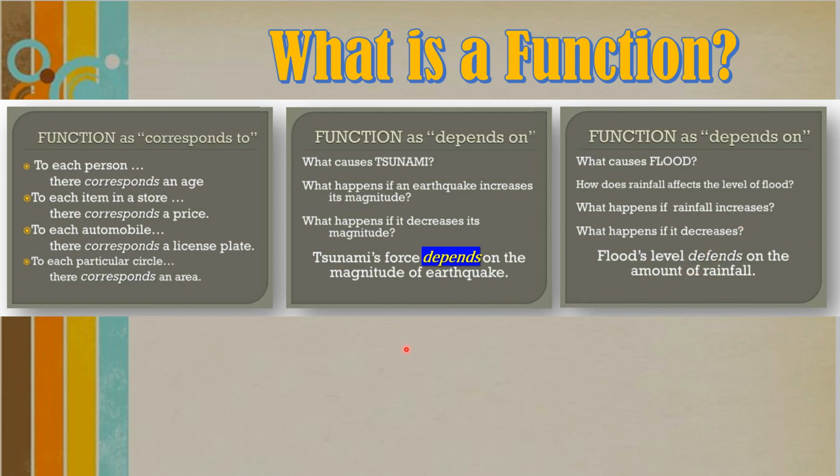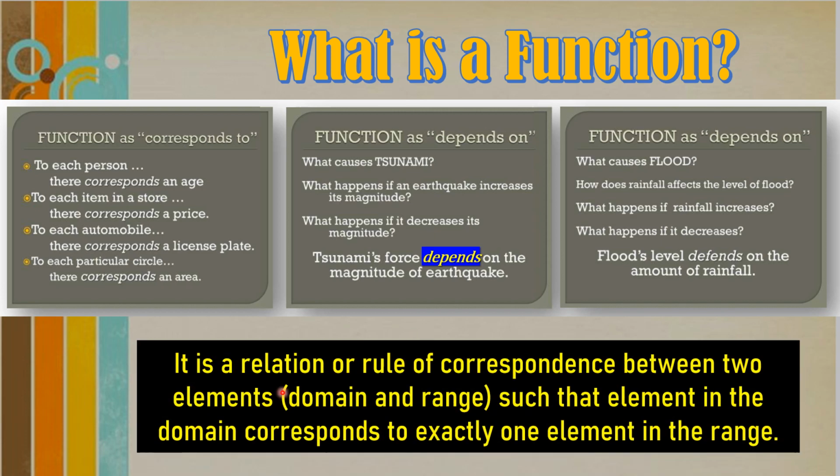And to formally define function, it is just a relation or rule of correspondence between two elements, the domain and the range, such that each element in the domain corresponds to exactly one element in the range.